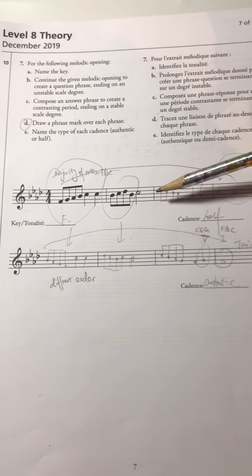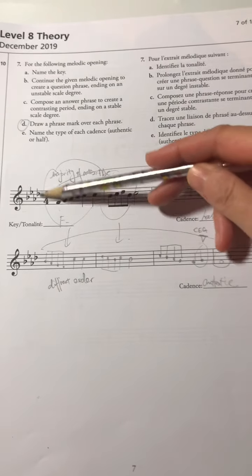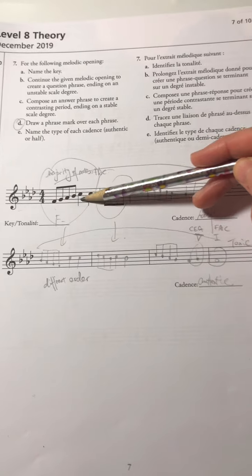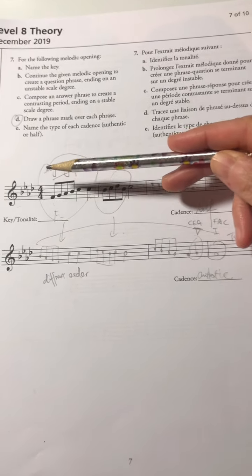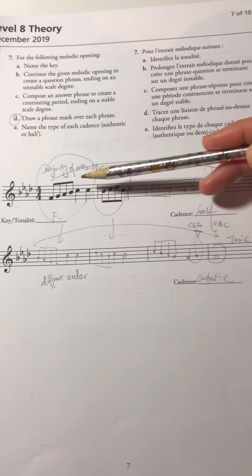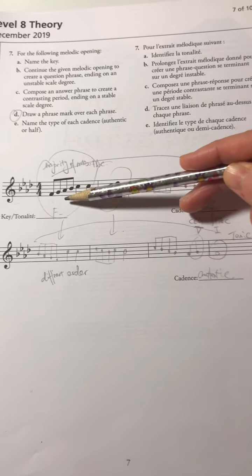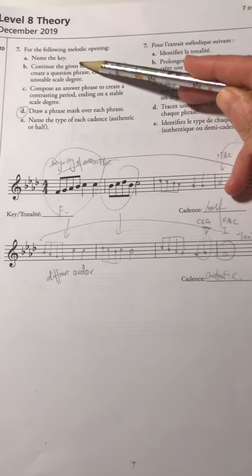Even though there is no E natural here, you see the first measure. In the first measure, the majority of the notes are F, A, C, so it's F minor. If the majority of the notes were A, C, E, then that would be A flat major. So this one looks like F minor. So this is question one.